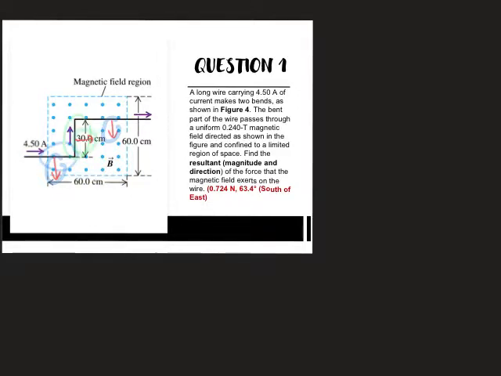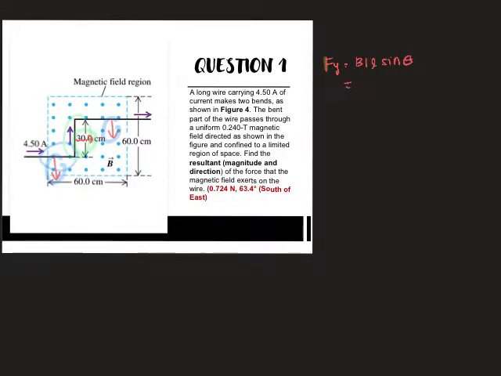Because we have a magnetic force in x and y, we need to use vectors, which means we need to find the magnitude based on the Pythagorean theorem. We are going to start with the y component first, so I'm going to put it as Fy, which is going to be BIL sine theta.